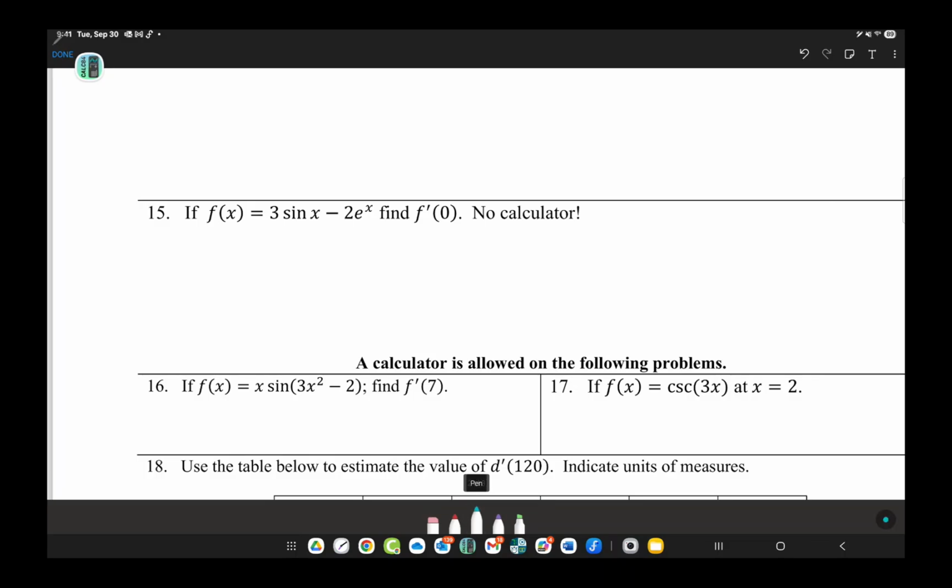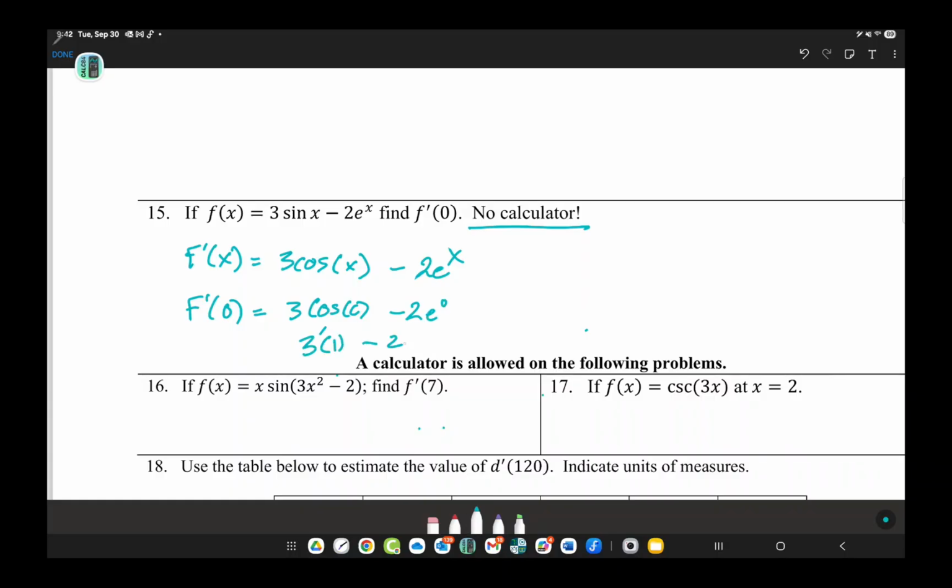Now, this you can do without a calculator. So it does say no calculator. So f prime of x is 3 cosine of x minus 2e to the x. That's the derivative, right? So if we want f prime of 0, we just plug in 0. What is cosine of 0? 1. And e to the 0 is 1. So this gives you 3 times 1 minus 2 times 1, so 3 minus 2 is 1.